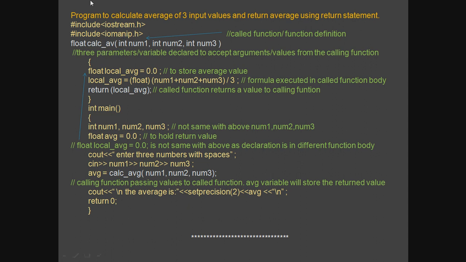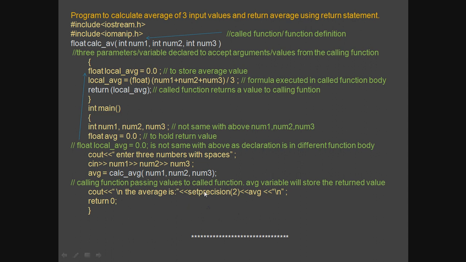Now this header file is used because we are using the set precision keyword. Since the return type here is also float, that means a decimal point value. Set precision 2 means that when the output value is displayed, for example 32.57, two values after the decimal point will be displayed. Clear? That is 32.57.